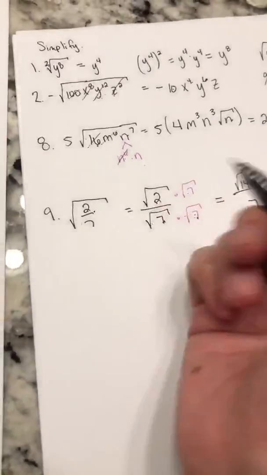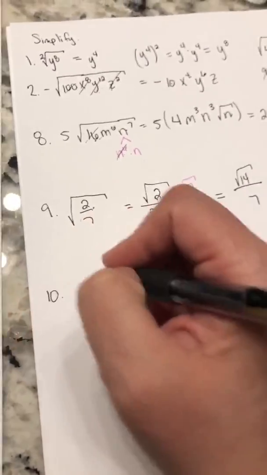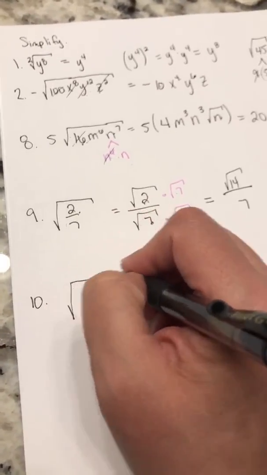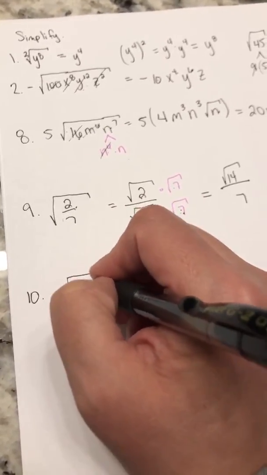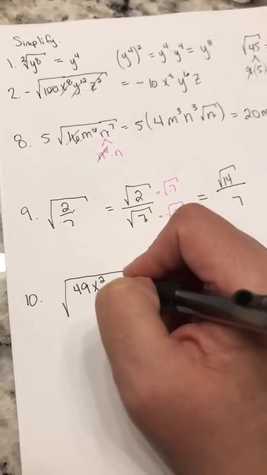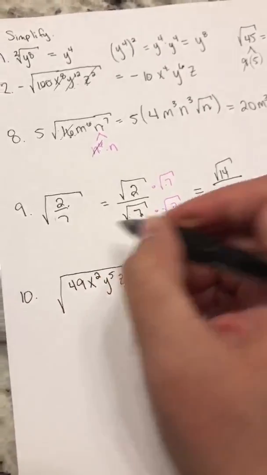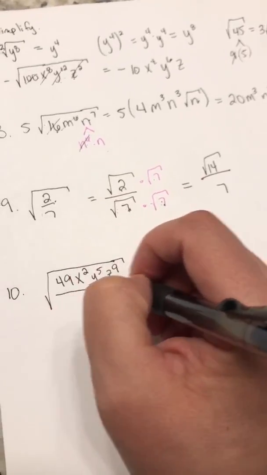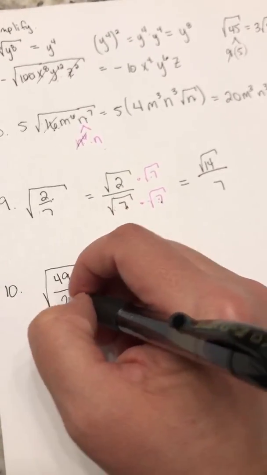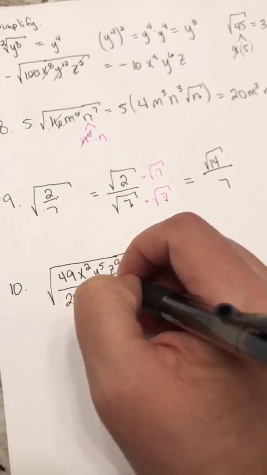For number 10, we have the square root of 49x squared, y to the 5th, z to the 9th, all divided by 25, a cubed, b to the 11th.